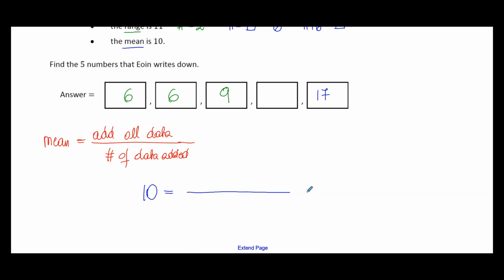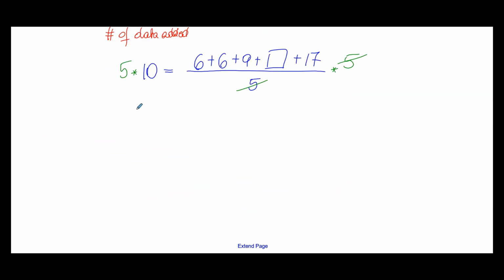How? Because they added all the numbers. So they added 6 and 9, and we don't know, and 17, and then divided by how many numbers were added, and the numbers that were added, 5. So in order to find this box, first we eliminate this 5. How do we eliminate the bottom of the fraction? We multiply by it. But if I multiply one side of the equation, I have to multiply the other side of the equation. So on this side, I have my 5 multiplied by 10 of 50. And then on this side of the equation, now I only have the top of the fraction.